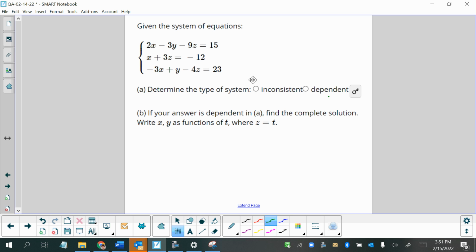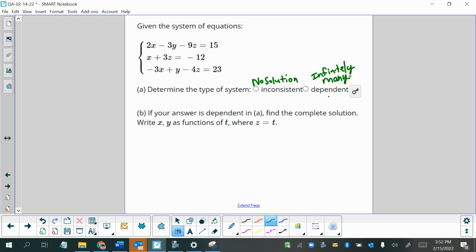So inconsistent would mean no solution. Nothing can make all three of the equations true at once. There's no one ordered triplet that would work for all of the equations. And dependent would mean that we have infinitely many options because actually they're all really the same plane. So what we can do is just start solving this like we normally would.